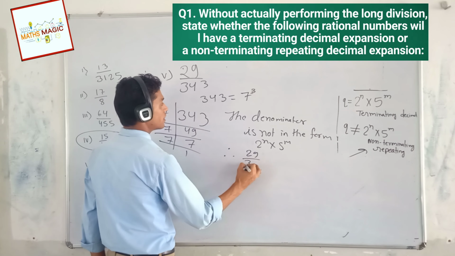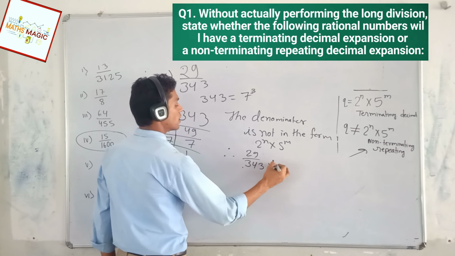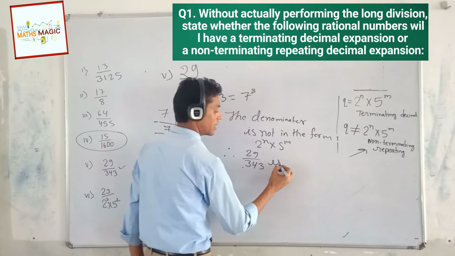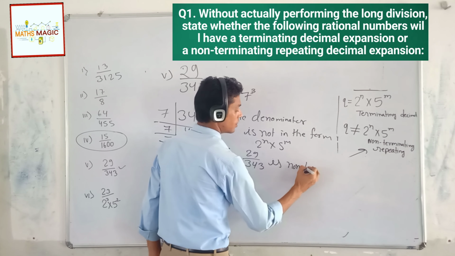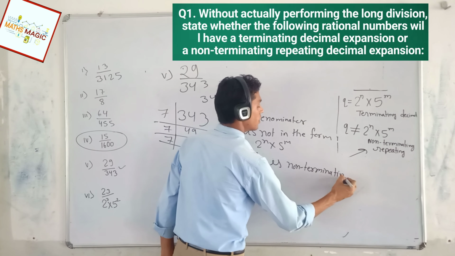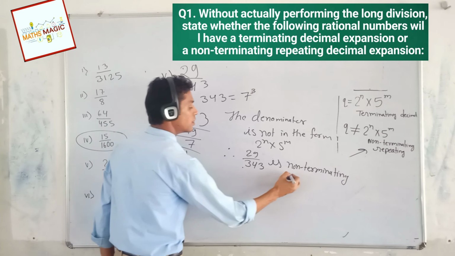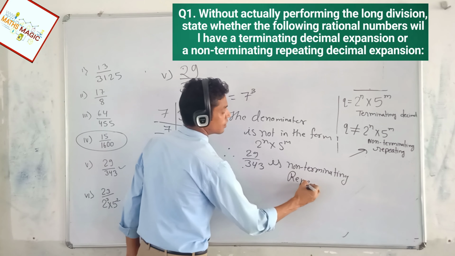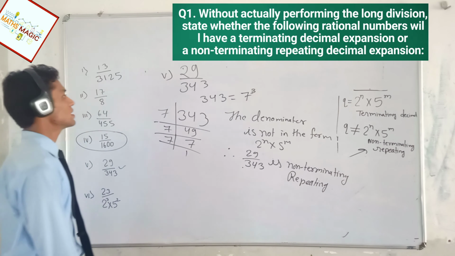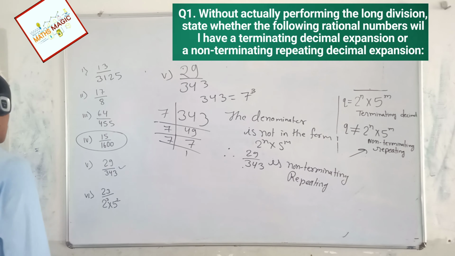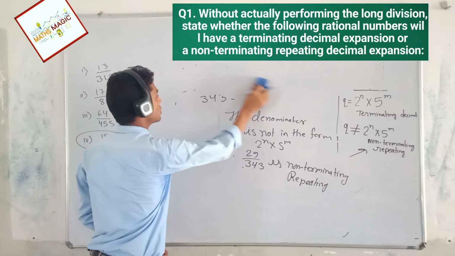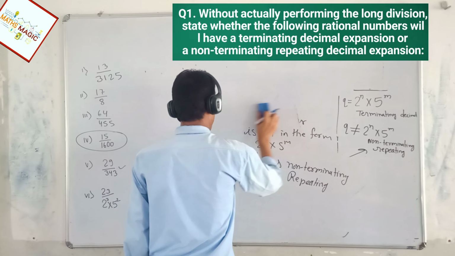So therefore 29 by 343 is non-terminating and repeating. And that's the answer. Now question number 6. What is question number 6? Question number 6 is already solved.